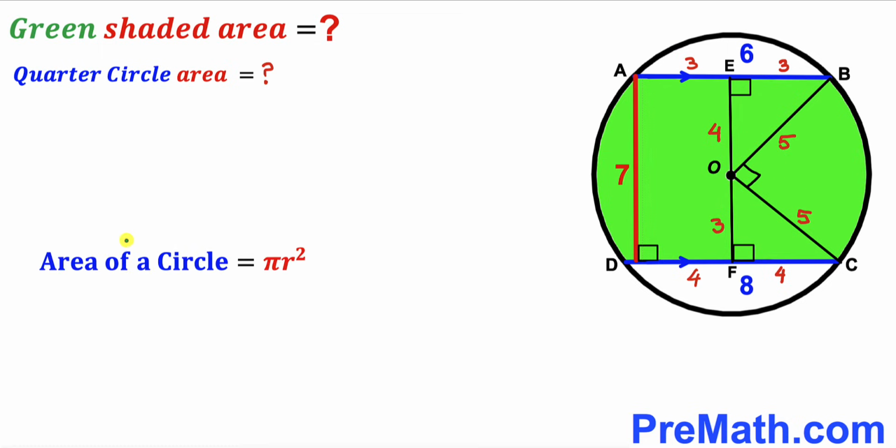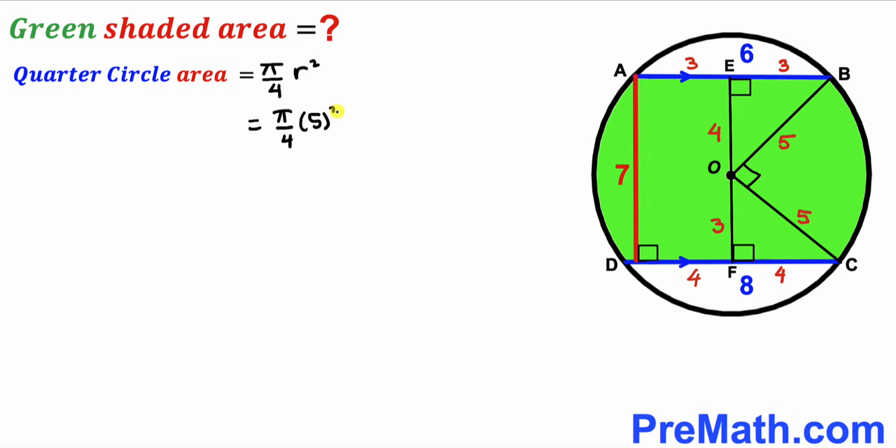Now we are going to calculate the area of this quarter circle. Let's recall the area of a circle formula. Area is always equal to pi r square, where r is the radius, and in our case our radius is 5. So the quarter circle area is going to be pi divided by 4 times r square. Now I'm going to replace r with 5 over here. So we could write pi divided by 4 times 5 square. Therefore our quarter circle area is going to be 25 pi divided by 4.